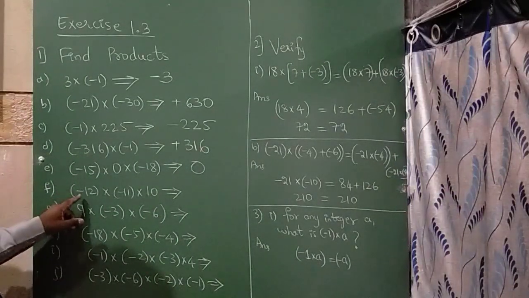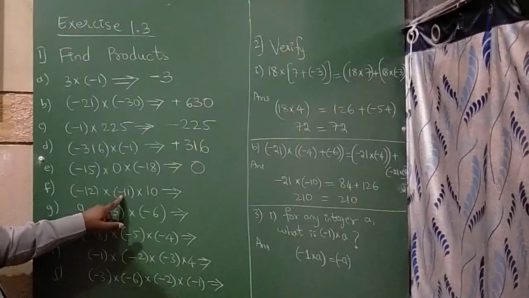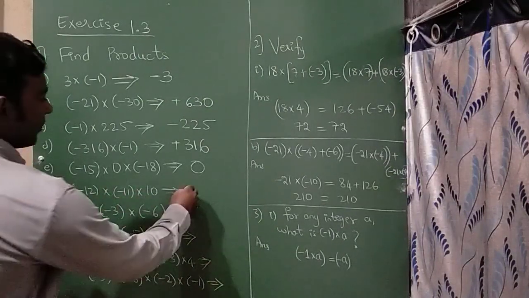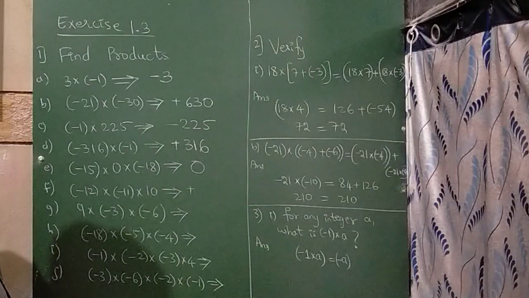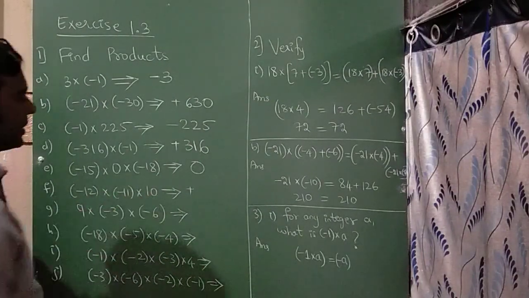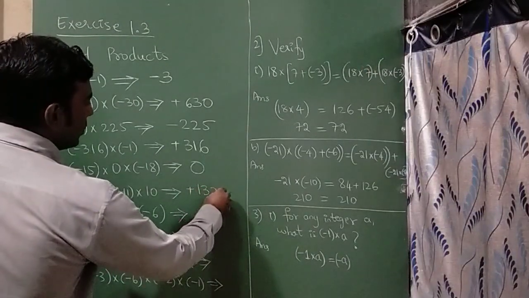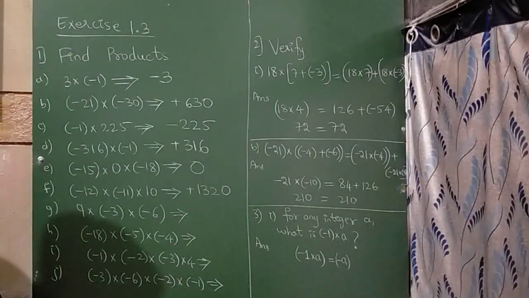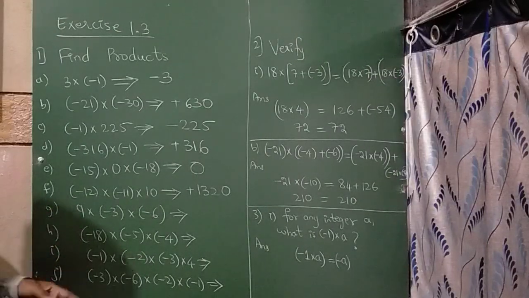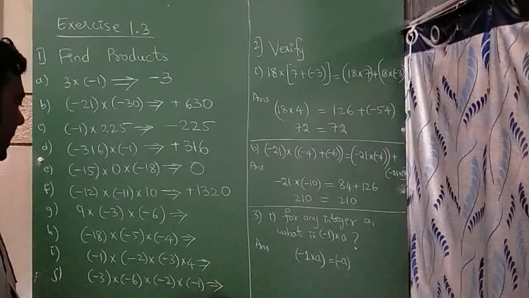Now here minus 12 into minus 11 into 10. So minus into minus, the answer will be in the plus. 12 into 11 is 132 and there is a 0 here. So 1320. Fine. Now I want you to solve these and let me know the answer in the comment section.